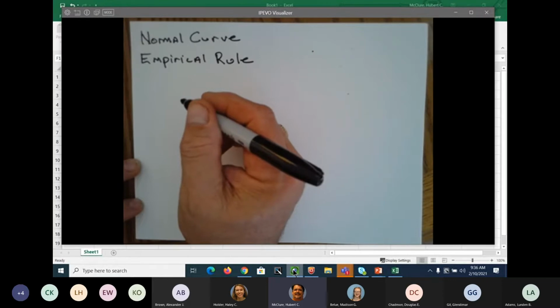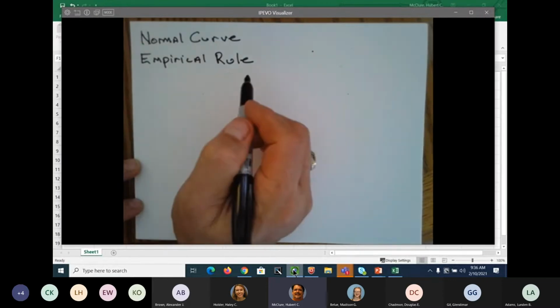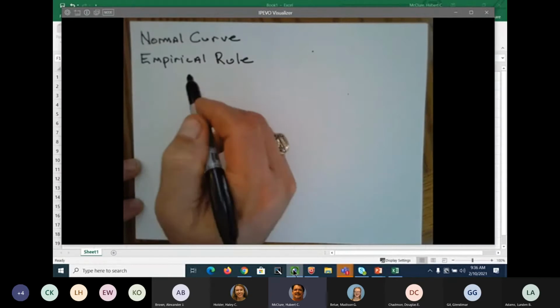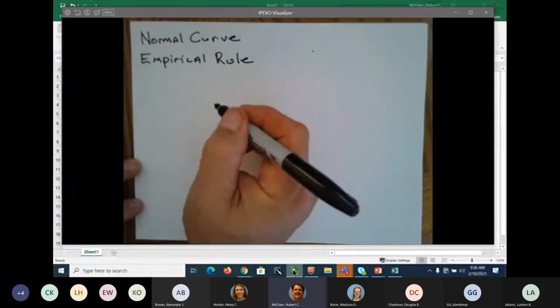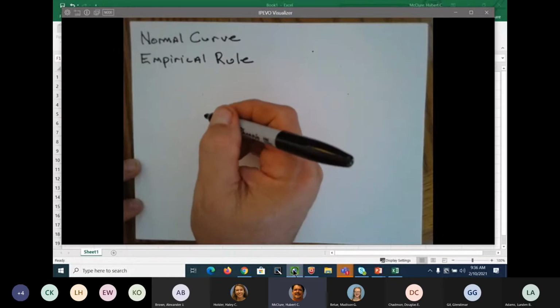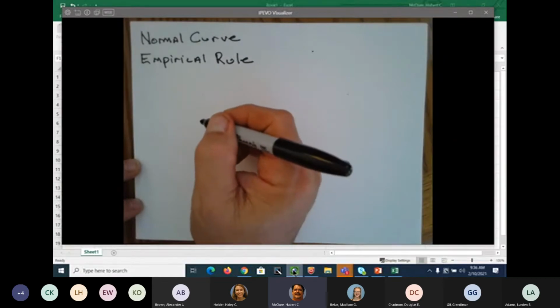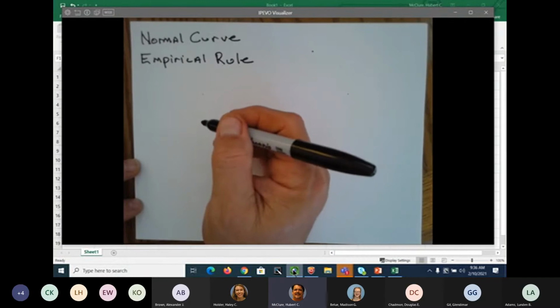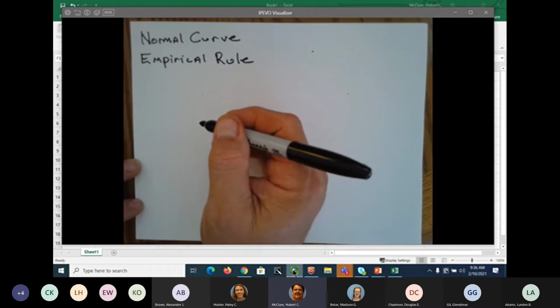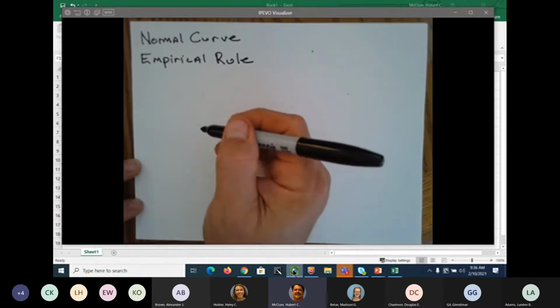It's in the middle of the page. It's a big normal curve, and I think it's either green or blue, and it's got percentages. It's divided up into percentages. In this book, they call it the 99.7 rule. It's not that. It's the empirical rule. Anybody got a page number on that?